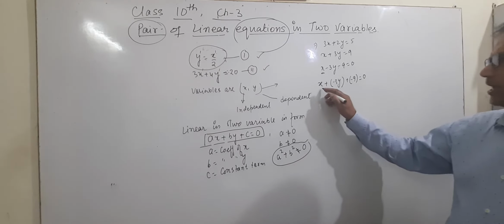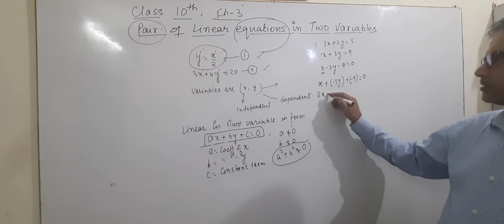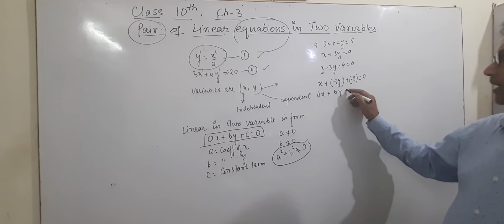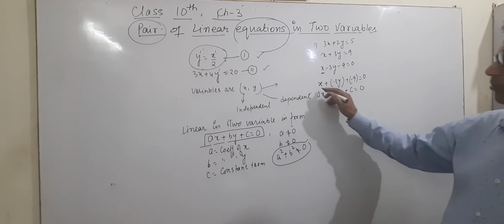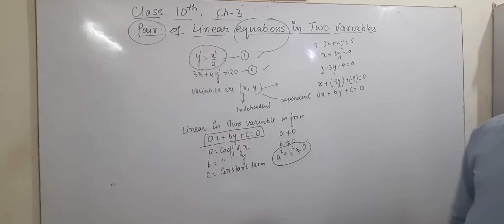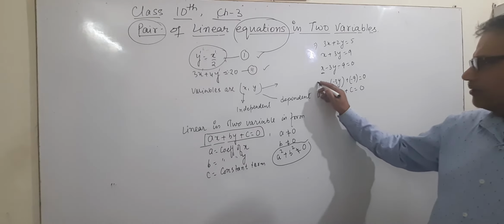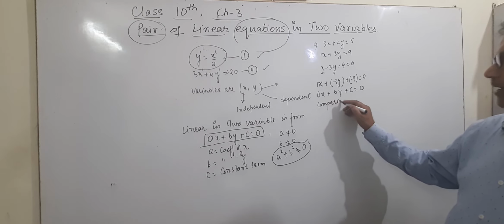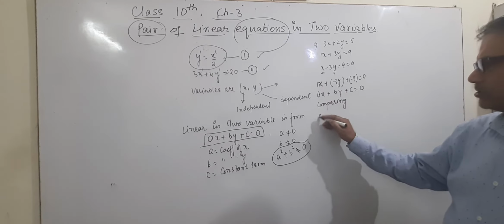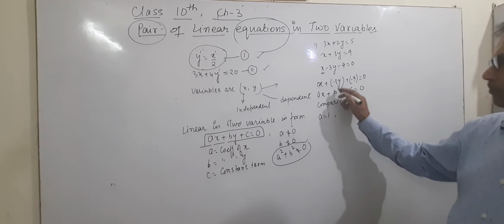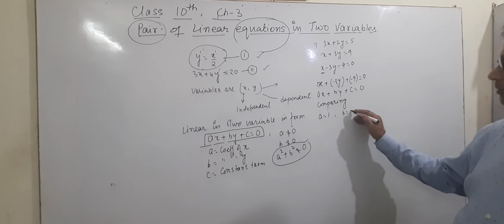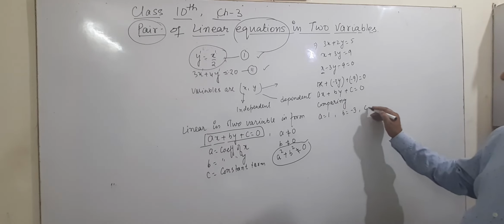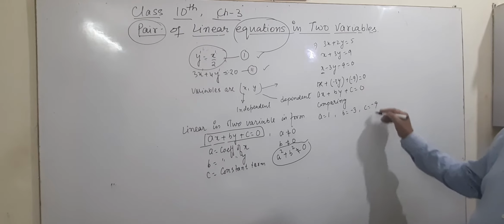It means this is ax plus by plus c equal to 0. What is a here? Here a is 1. On comparing, what is a? a is equal to 1. What is b? b is equal to minus 3, and c is equal to minus 9.